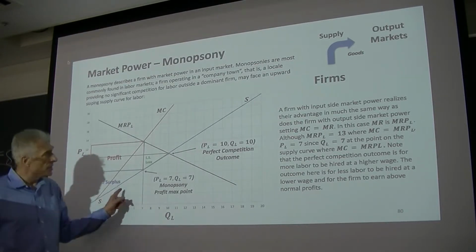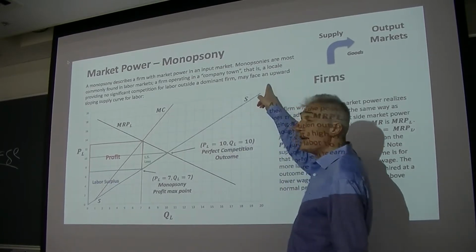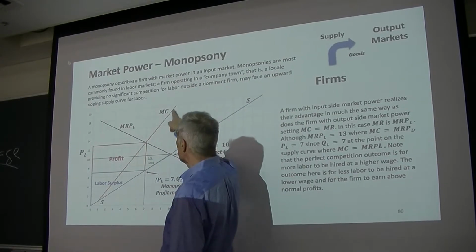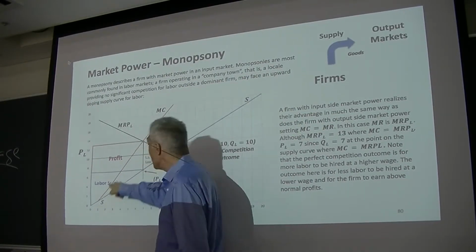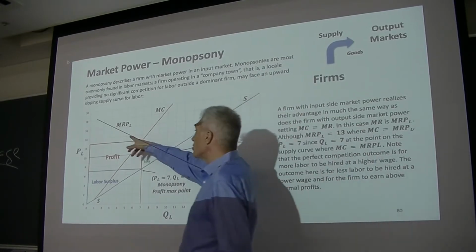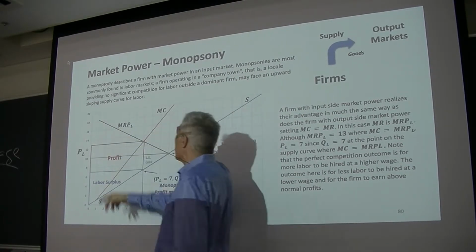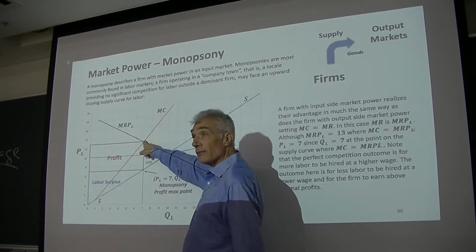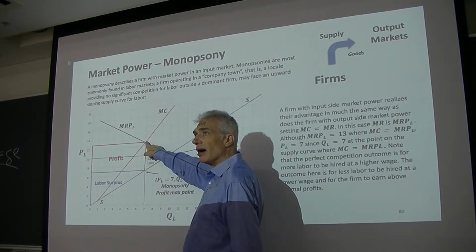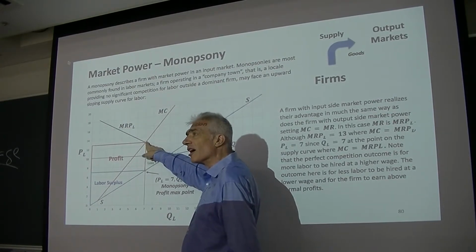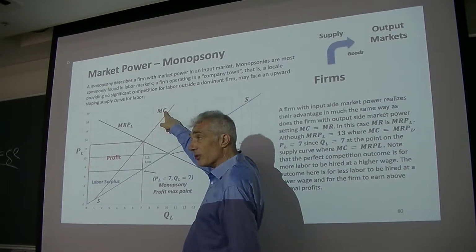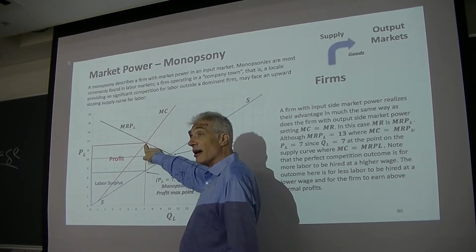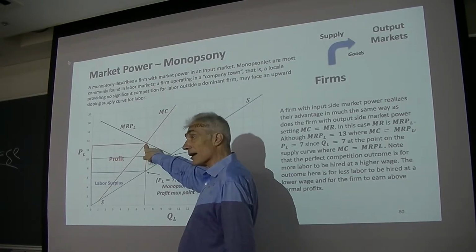Because they face an upward sloping supply curve, they have an upward sloping marginal cost curve, and a downward sloping marginal revenue product of labor curve. So the marginal revenue product is the marginal revenue relative to adding a worker. And here's the marginal cost of the worker. So you set marginal cost equal to marginal revenue. That's here if you have market power.